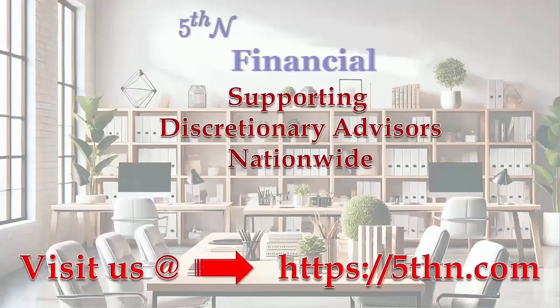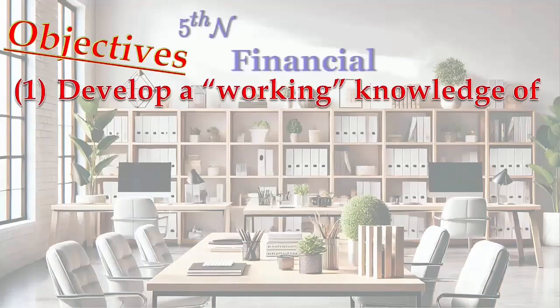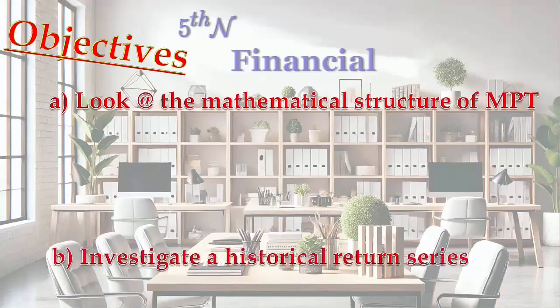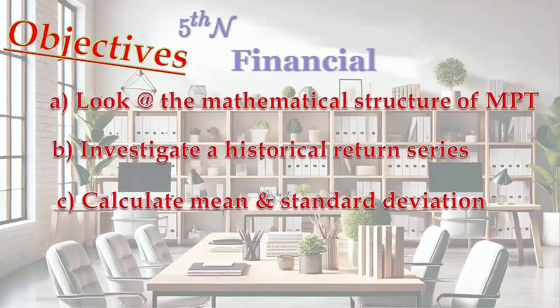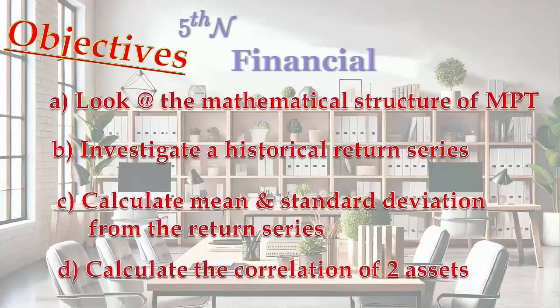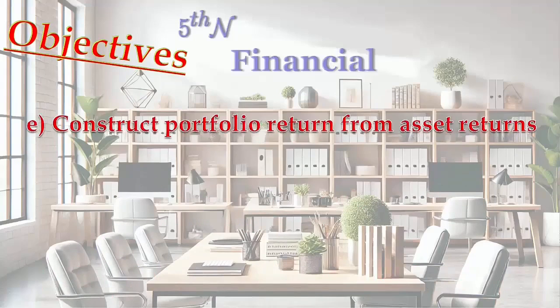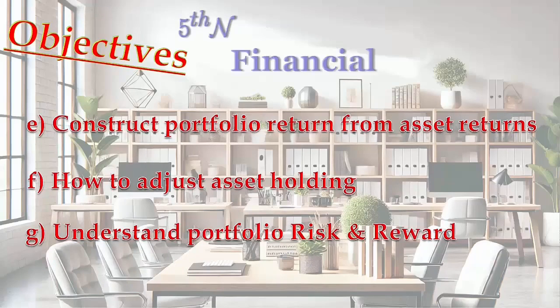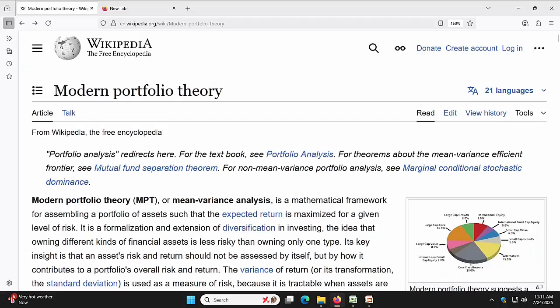Okay, in this video, we're going to look at how to develop a working knowledge of modern portfolio theory. How are we going to do that? Well, we're going to look at the mathematical structure of modern portfolio theory. We're going to investigate a historical return series, and we're going to calculate the mean and standard deviation of that return series. And we're going to calculate the correlations of two assets. So we're going to create a historical return series of two assets. We're going to construct the portfolio returns from the asset returns using the mathematics. And we're going to adjust asset holdings to understand the portfolio risk and returns. Now in this video, we're going to do all this in an Excel spreadsheet, which will be made available on the website. Okay, let's start this second lecture by going to the Wikipedia page.